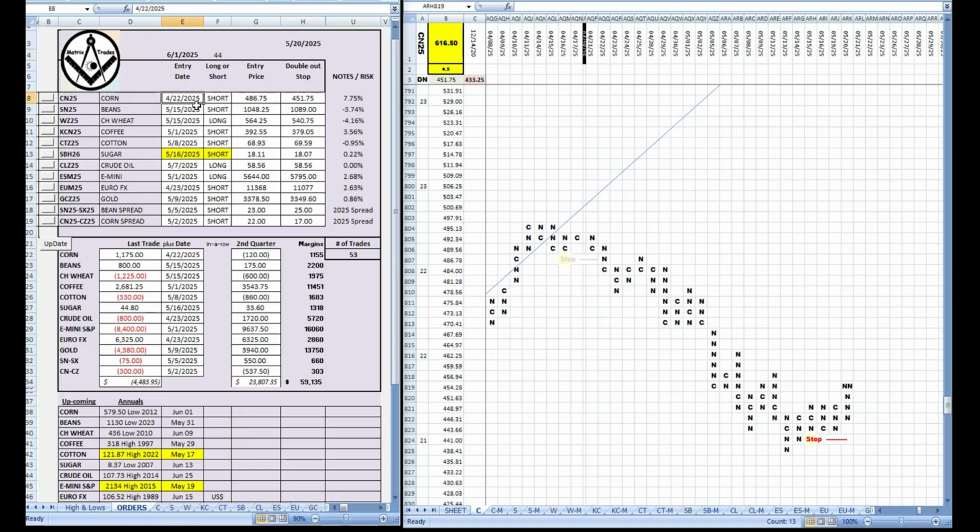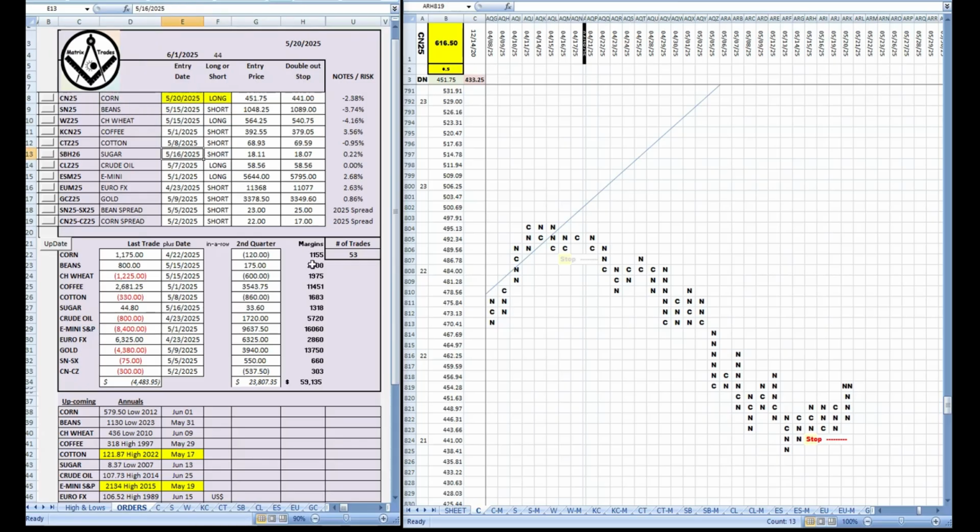But now today's date is May 20th, 25, and now we are long at 451 3/4. And now the stop is at 441. Again, it's repetitive, right? I do this with all the markets that I trade. So that's how I roll. So anyway, that's just a nutshell.